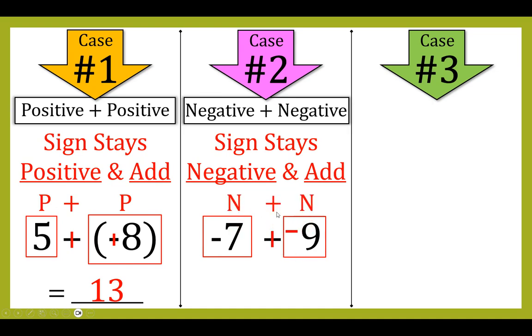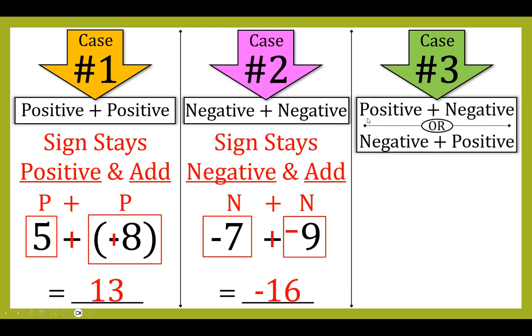So I have a negative plus a negative. So the sign stays negative and I'm going to add. So I already know it's negative. 7 plus 9 will give me 16. And again, it is negative. So negative 16.